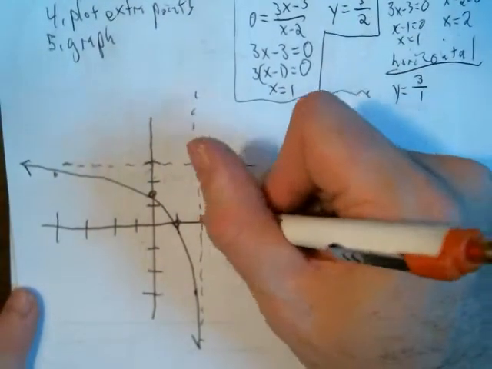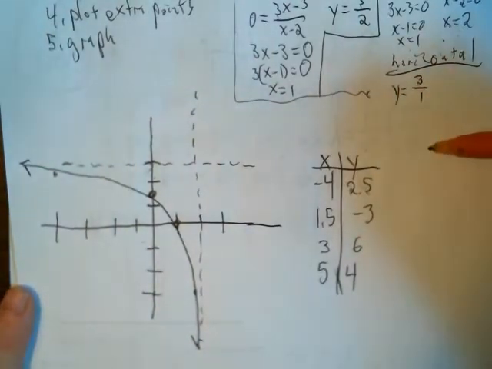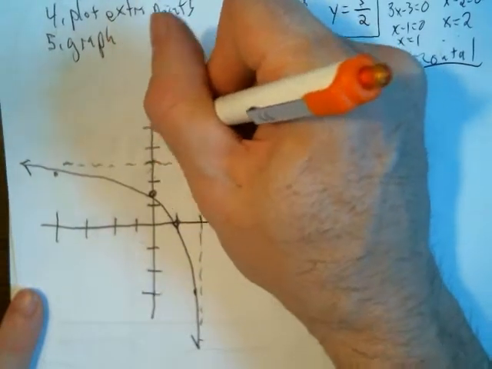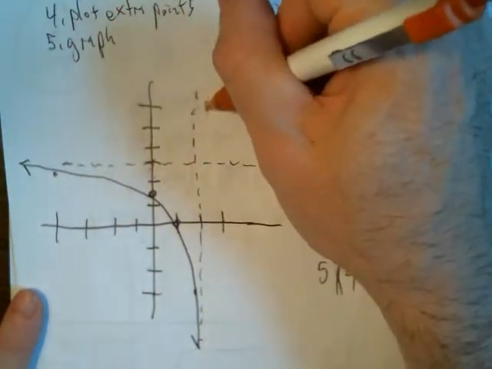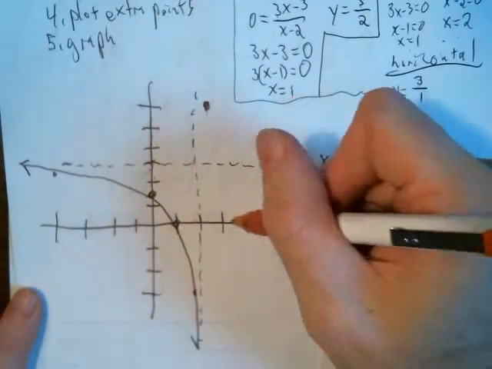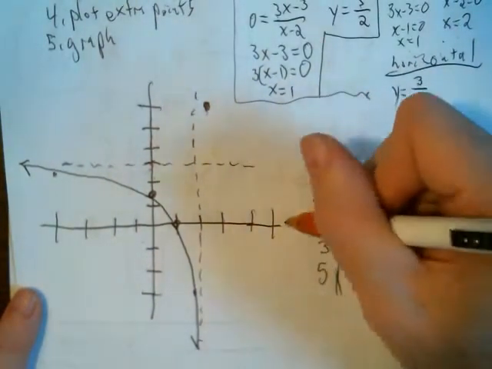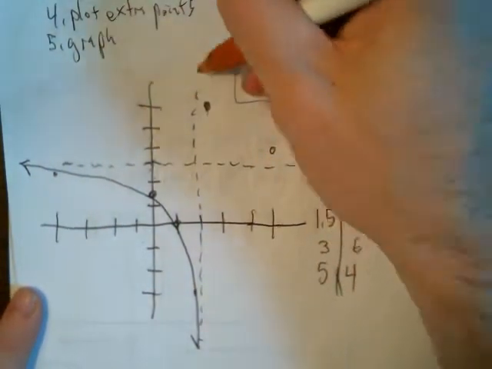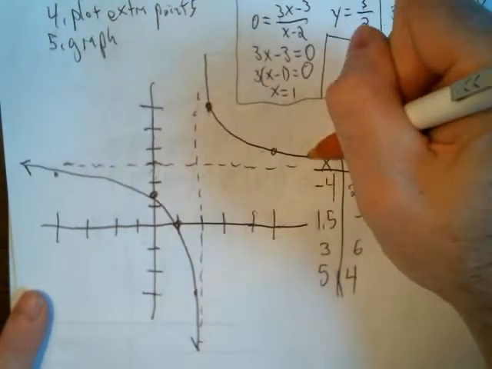And then at 1, 2, 3, I'm getting 6. So I'm actually way up here. 6. And then at 1, 2, 3, 4, 5, it drops down to 4. Okay, so it's down to here now. And it'll have this behavior.